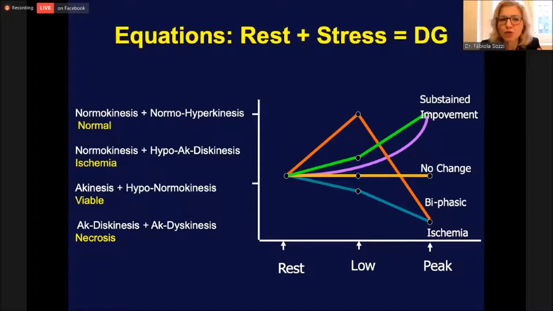And then we can look for viability when we have an akinetic or hypokinetic segment at rest and we want to interpret it. This segment can gain advantage by revascularization. So we study patients that have already had a myocardial infarction in this case.